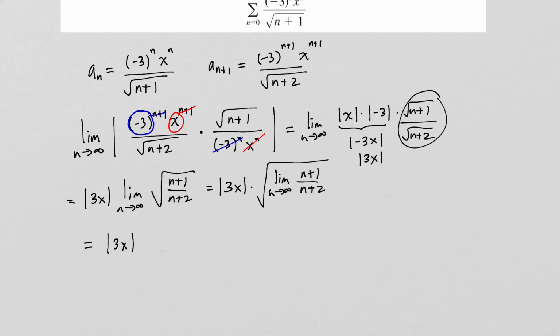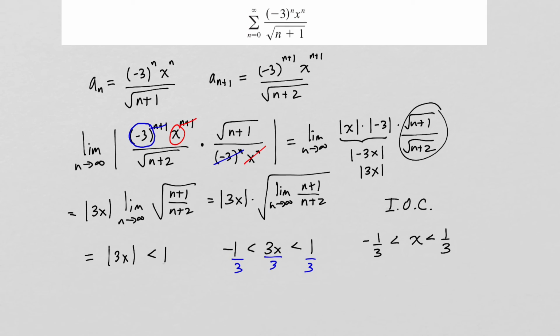We know the ratio test for absolute convergence says that this power series converges if the limit is less than 1. And this, of course, means that 3x has to be a number in between -1 and +1. And then we can finally divide everything by 3. And we get x needs to be a number in between -1/3 and +1/3. And this is our interval of convergence, but we still have to test the endpoints. So let's go ahead and plug those in now.